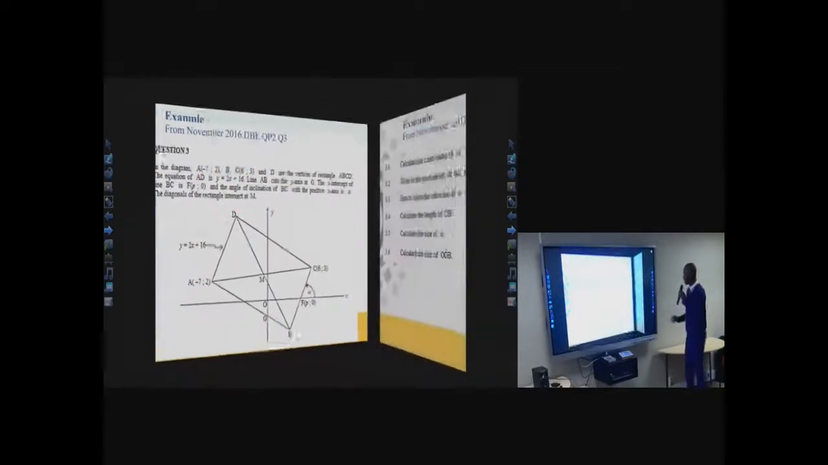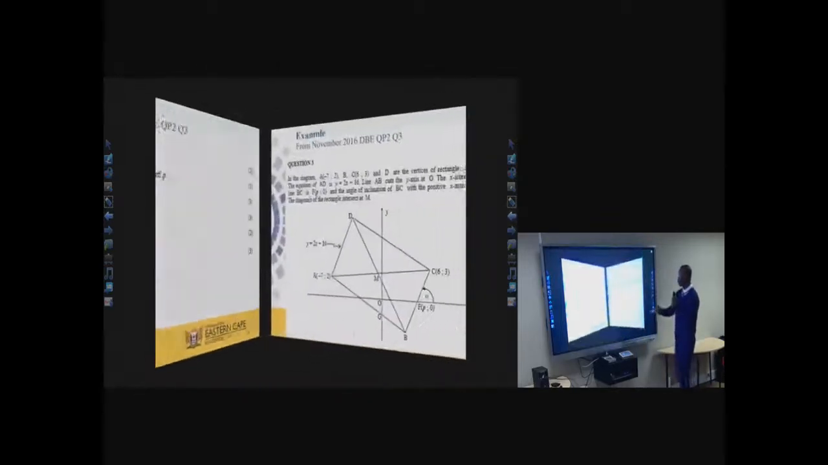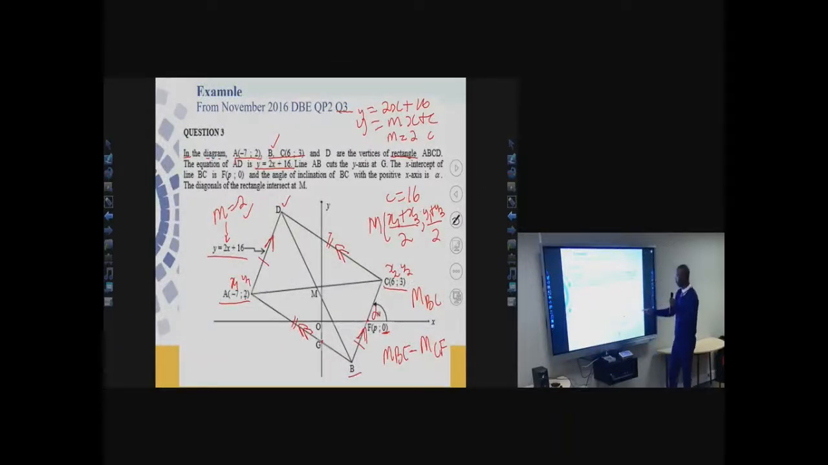That is where we were. So the next questions, or the last few questions now, is to find the length of DB. If you are to find the length of DB, it means you must know the coordinates of D as well as the coordinates of B, right? But unfortunately, at this point you don't know the coordinates of D or B. Then how do you calculate that?